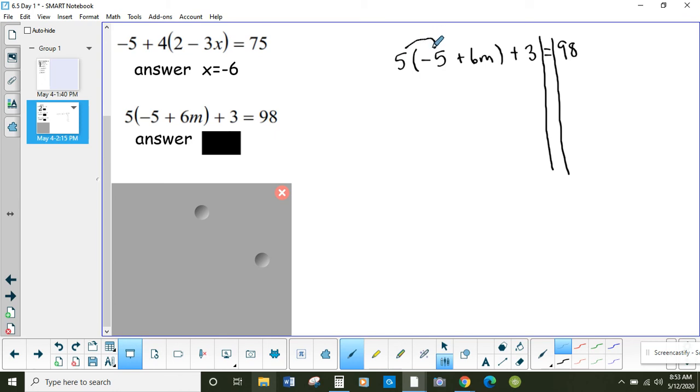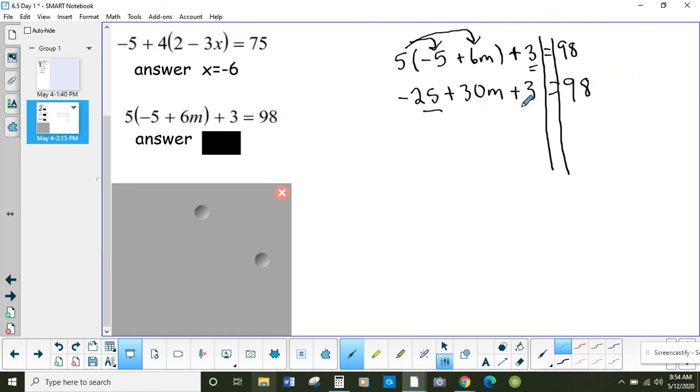So I'll go 5 times this, and I'll go 5 times this. If you're wondering why don't you multiply the 3, because the 3 is not next to. Next to means times, right? It's not next to, it's separated with a plus sign. It's a different term. So I'll multiply these. 5 times negative 5 is negative 25, plus 5 times 6m. Don't put 6m down there, put 30m, because you have to distribute that 5. So we distributed. Now we can combine like terms.